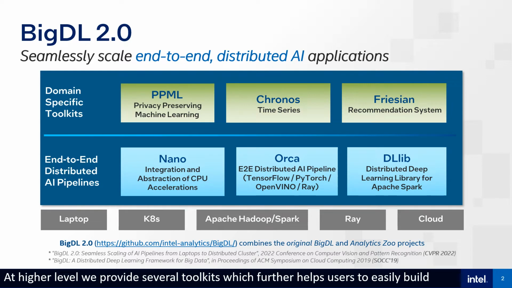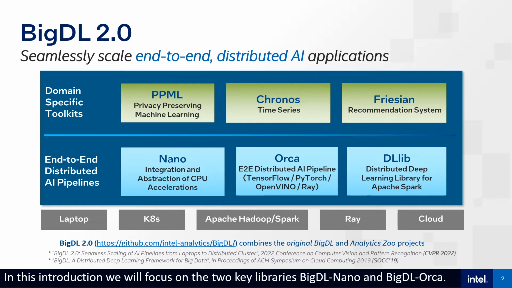At a higher level, we provide several toolkits which further help users to easily build domain-specific applications, such as PPML for privacy preserving machine learning, Chronos for time series analysis, and Friesian for recommendation systems. In this introduction, we'll focus on the two key libraries, BigDL Nano and BigDL Orca.